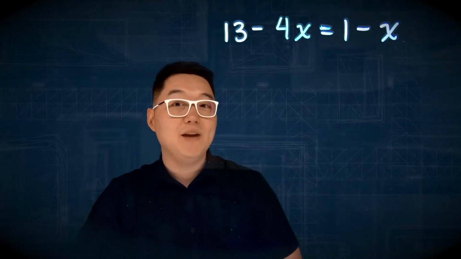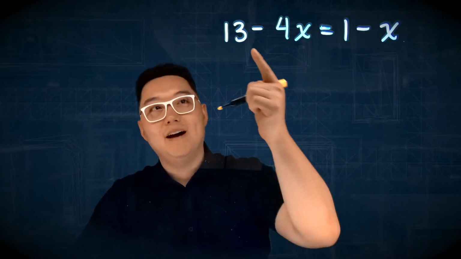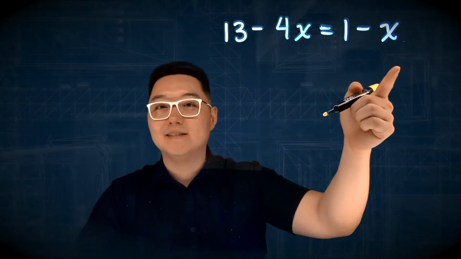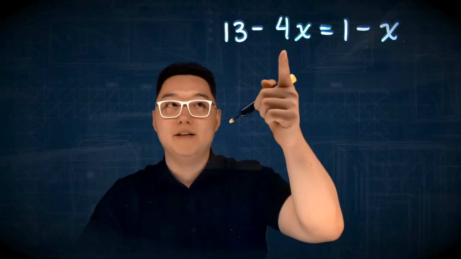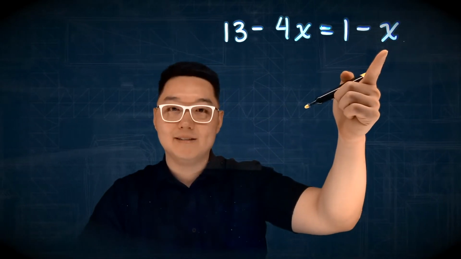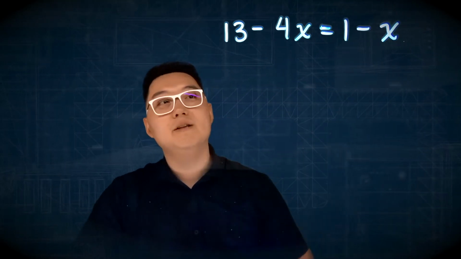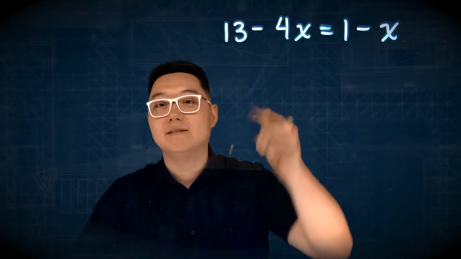Okay, so we have another problem we can solve. We got 13 minus 4x equal to 1 minus x. Now to isolate the variable x, I have to either get rid of the minus 4x or the minus 1x. It doesn't matter which one you want to get rid of, as long as you do get rid of one of them. For this one, let's go ahead and get rid of this minus 4x.